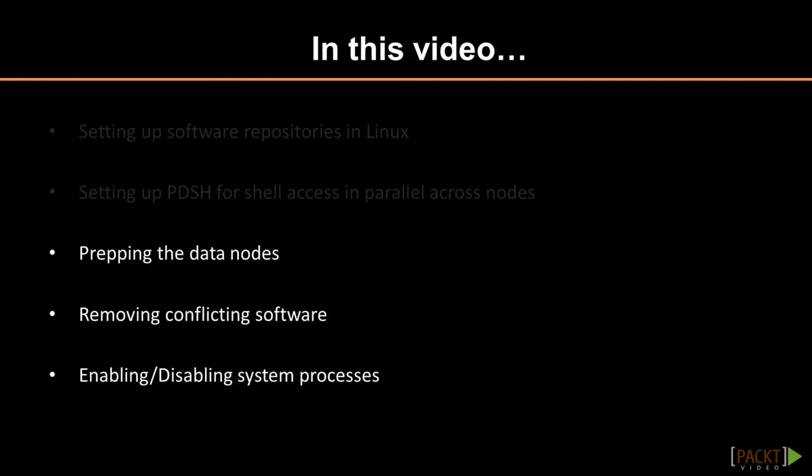Now that we have pdsh set up, let's use it to make the following changes to our overall Hadoop cluster. First, we are going to prep the data nodes just like we prepped the head node by setting up SSH daemon and file permissions along with the Ambari repository. Next, we will remove any known conflicting software that may pose an issue with our Hadoop installation. Finally, we will install, enable, and disable whatever services we need in the Linux operating system so we can make sure our Hadoop installation works on the first try. With that, let's get started with prepping the data nodes.